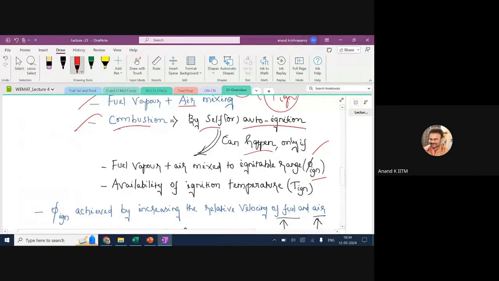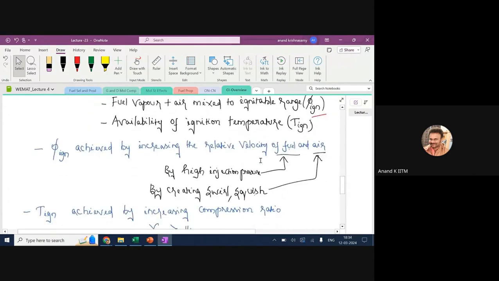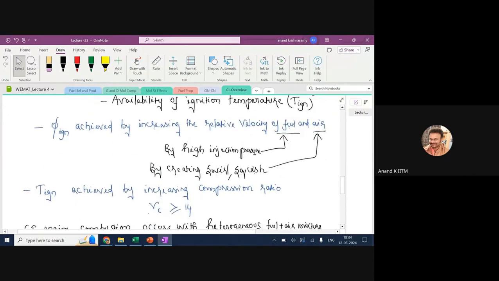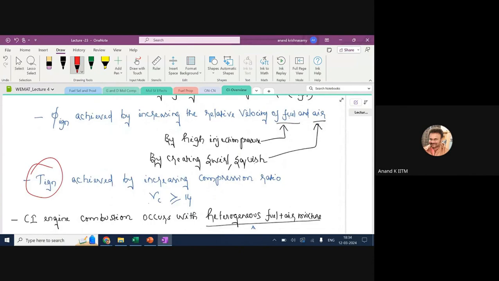And this T ignition, that is the ignitable range of temperature, is achieved by having proper compression ratio. So the ignition event is totally dependent on the value of the compression ratio. That is the reason why we say that it is a compression ignited engine. The compression process is what is helping in igniting this fuel air mixture. That's why it is defined as a compression ignited engine.